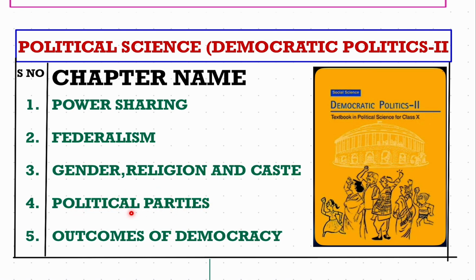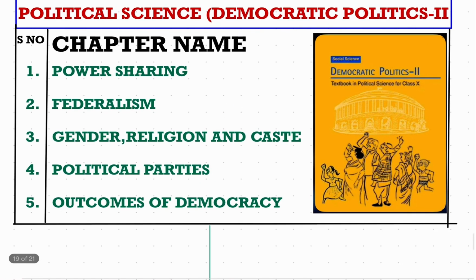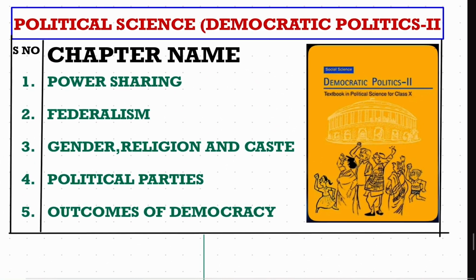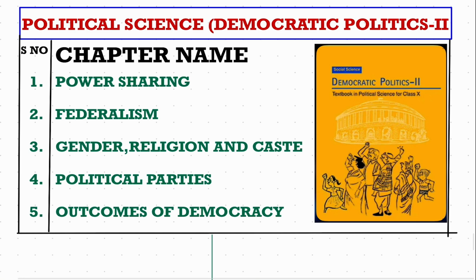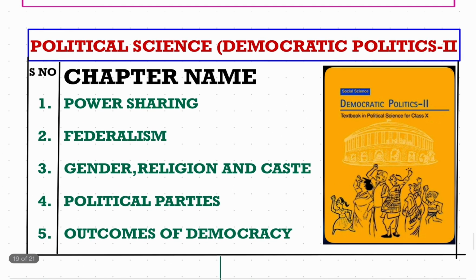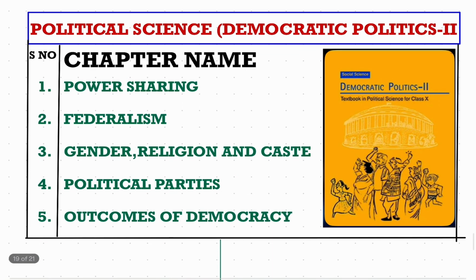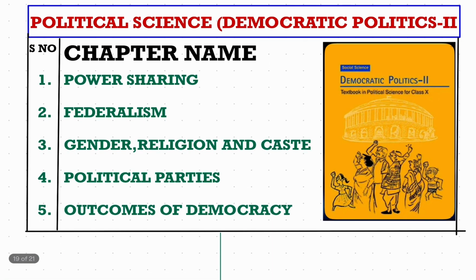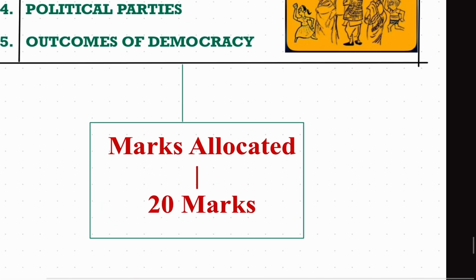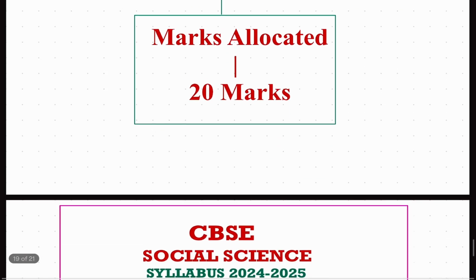And coming to Political Parties, what are the political parties? What is the importance of political parties in democracy? And the last chapter is Outcomes of Democracy. What benefit are we getting out of democracy? We'll discuss all these things in detail. So the weightage with respect to political science is 20 marks. 20 marks are allocated. Okay, clear. Let us move further.